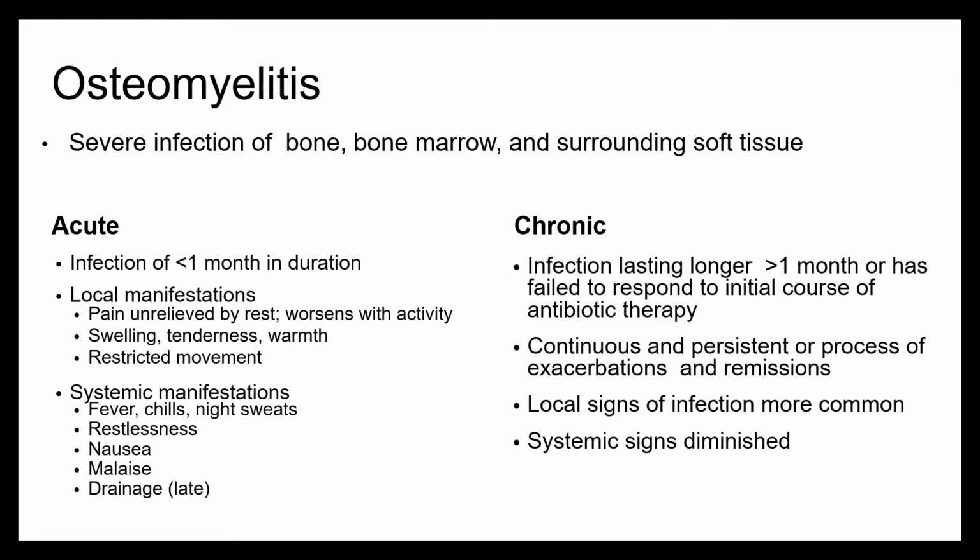In contrast with chronic osteomyelitis, this is when the patient's infection has lasted longer than a month, is not responding appropriately. We can see some subtle differences in the symptomatic presentation. Mainly, the systemic signs might be more diminished, such as the elevated white blood cell count or the fever. However, the local signs of infection are still going to be commonly present. So that's going to be the swelling, the redness at the site of infection, and possibly the drainage.